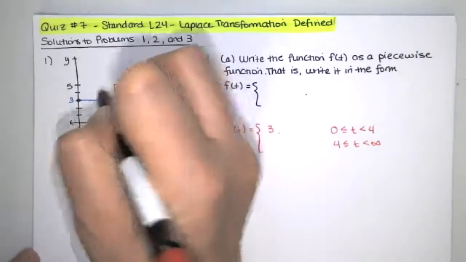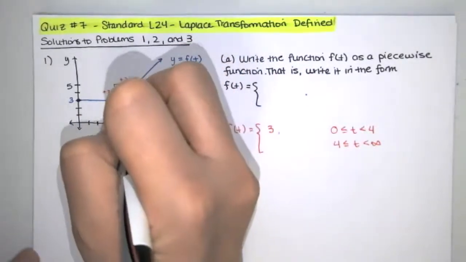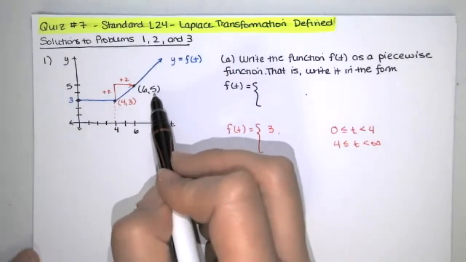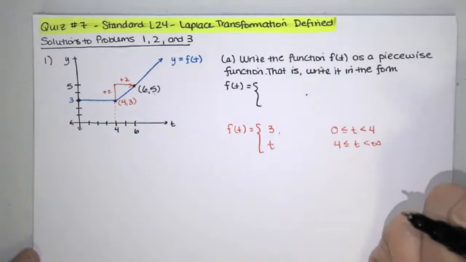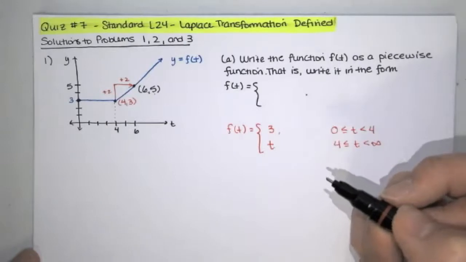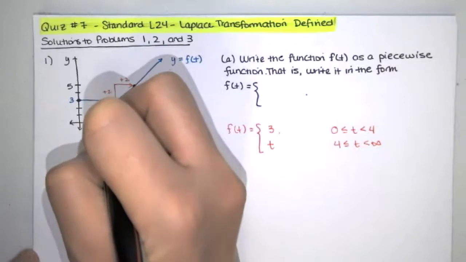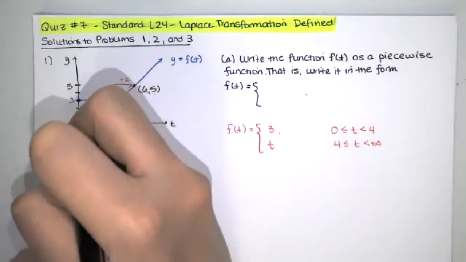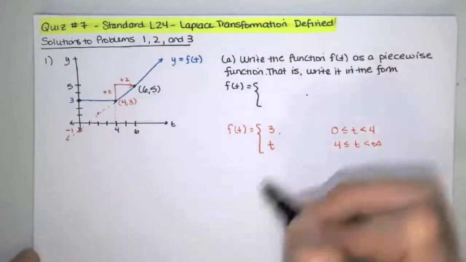We go up 2 and then over 2 in order to get from the point t equals 4, y equals 3 to the point t equals 6, y equals 5. So the slope must be 1. So this is 1 times t plus a constant. And to find the value of the y-intercept, there are lots of ways you could do that. You could just follow this pattern backwards. So we could go down 2 and over 2 and down 2 and over 2. And we would see that our line should cross the y-axis at y equals -1.